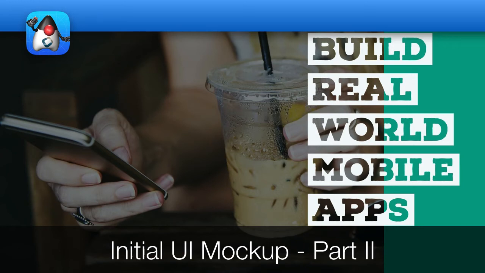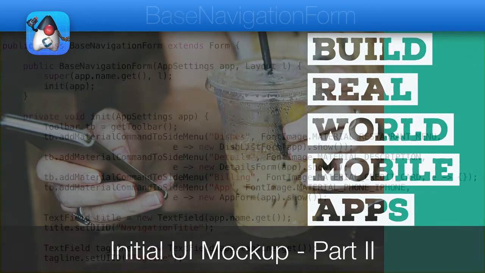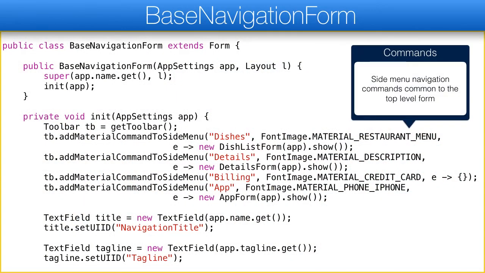Let's dive right into the code, starting with the base navigation form. The main class for the top level forms is the base navigation form. Here we have the material commands in the side menu that allow us to navigate to the other top level forms.